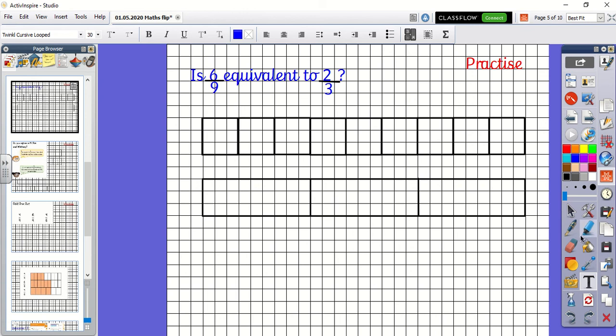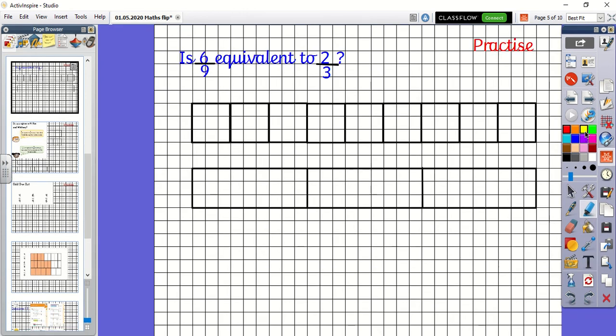Okay then, let's change the colour, let's get some bright colours in this time. So 6/9, 9 equal parts is our denominator, and 6 is our numerator, so I'm going to shade in 6 of these. Well, that's not as bright as I wanted it to be. So 1, 2, 3, 4, 5, and 6. Okay, so 6/9 completed.